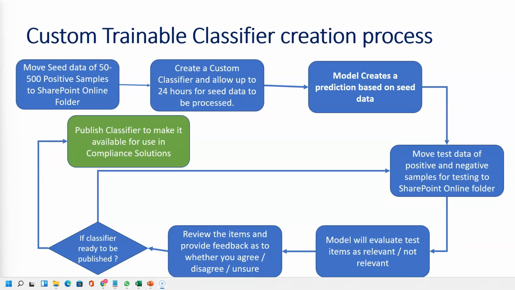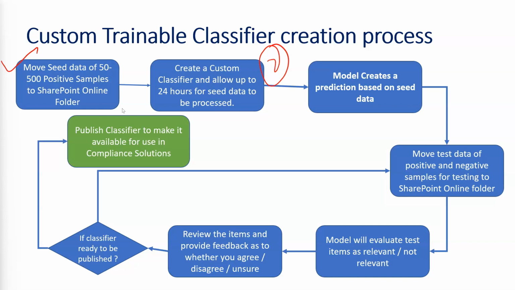Let's go a little deeper and try to understand the process behind the custom trainable classifiers. As a first step, you need to move some seed data of approximately 50 to 500 positive samples to the SharePoint Online folder. After that, create a custom classifier and allow some time to process that data. Once the processing of data is complete, the solution will create a prediction based on the data which we have provided for the analysis.